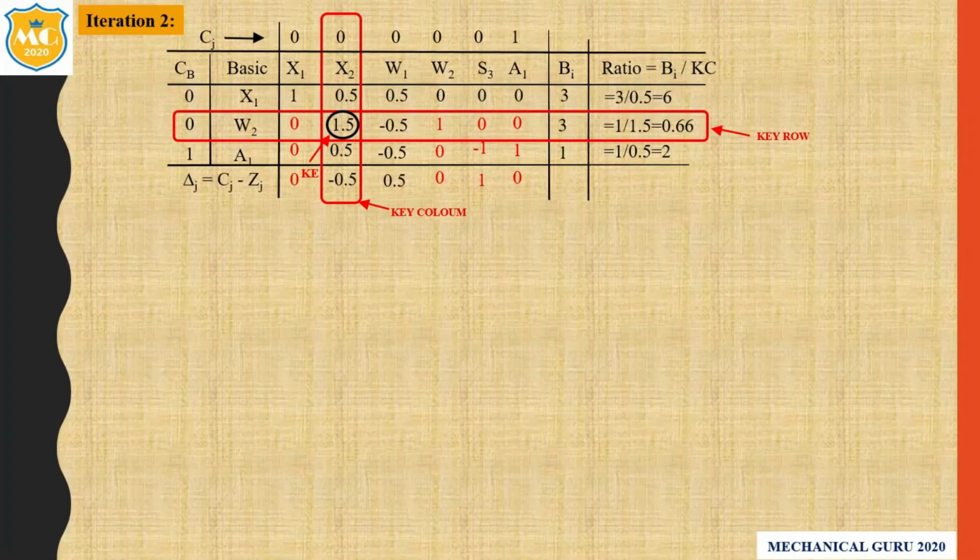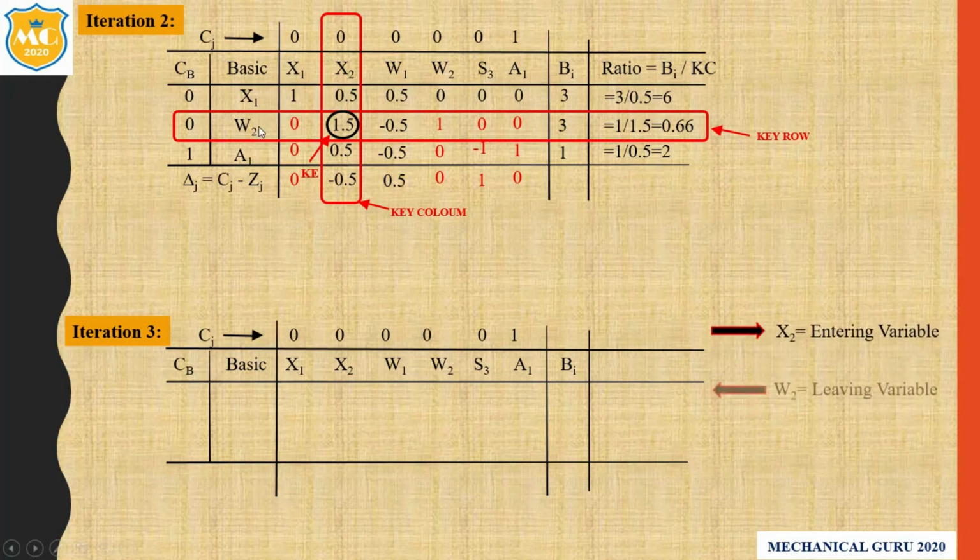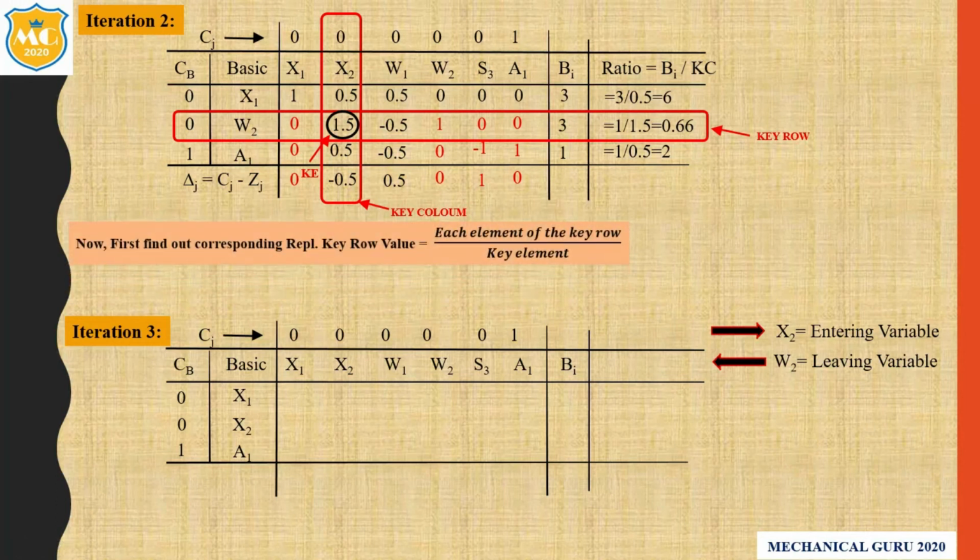Now we will go to the next iteration. So here x2 is the entering variable and w2 is the leaving variable. So first we will replace this value. So 0 and w2, in that we have to write 0 and x2, and the remaining variables, that is x1 and a1, as it is. Similarly cost as it is. Done. Next we have to replace this key row value by using the same equation: each element of the key row divided by the key element. So here we get the values 0, 1, minus 0.33, 0.66, 0, 0, 2.